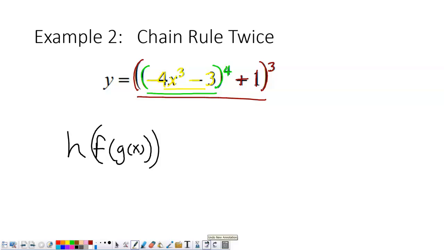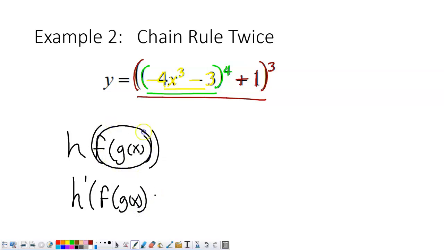So here's how the chain rule works. You do the derivative of the shell. Don't change anything else. Just do the derivative of the shell multiplied by the derivative of the egg whites.